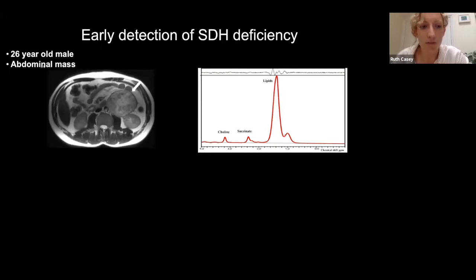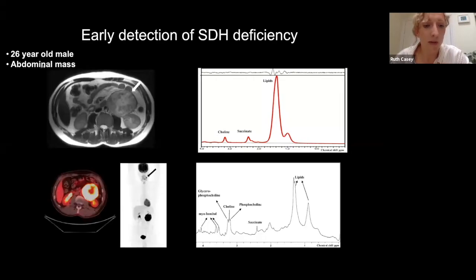So armed with this information that this was likely an STH deficient tumor, we wanted to make sure the patient didn't have either occult metastases or a synchronous tumor. So we had an FDG PET CT, which showed that this retroperitoneal paraganglioma was very avid, but he also had a second synchronous carotid paraganglioma. So both tumors were successfully excised.